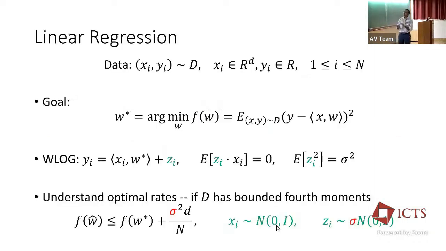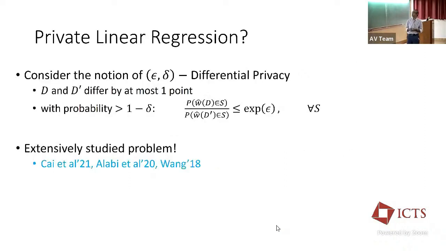So this is just to recap the situation. We want to estimate this w star, and we can estimate it only up to this error of sigma squared d by n. Here you can think of T also. And we now want to do it with differential privacy. That is, if my data set differs by one point only, then my output probabilities should not differ by a whole lot.